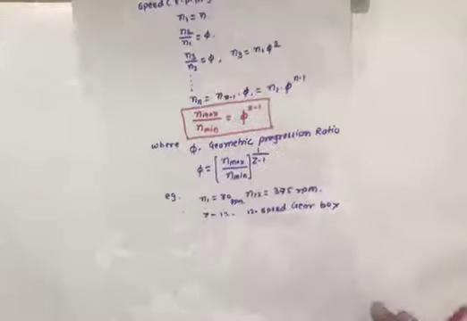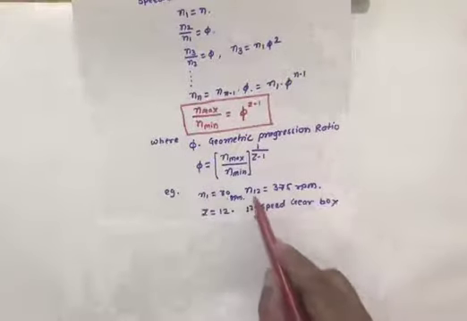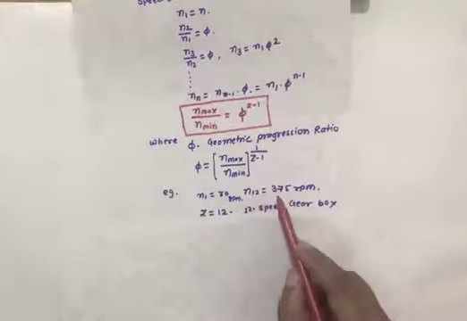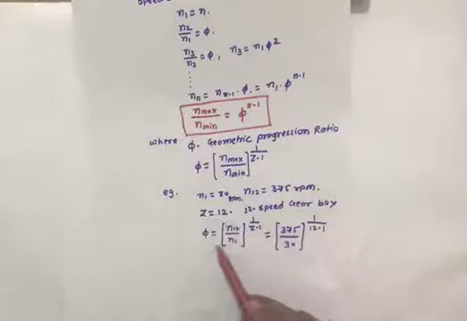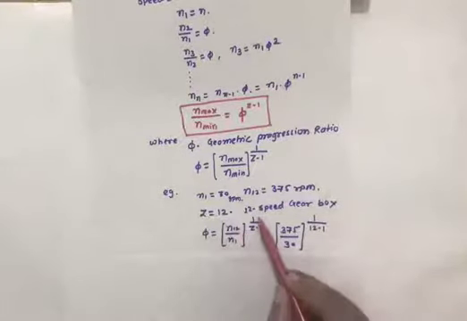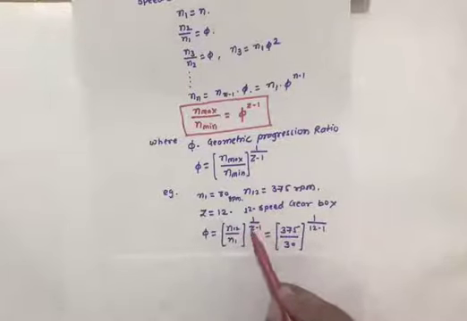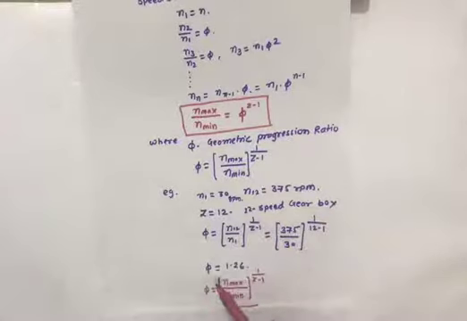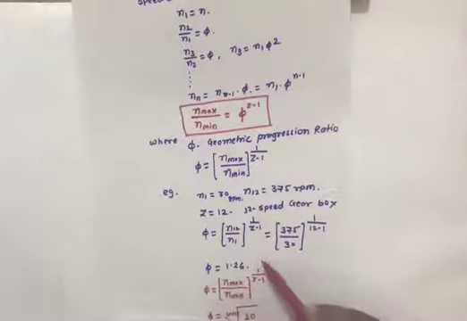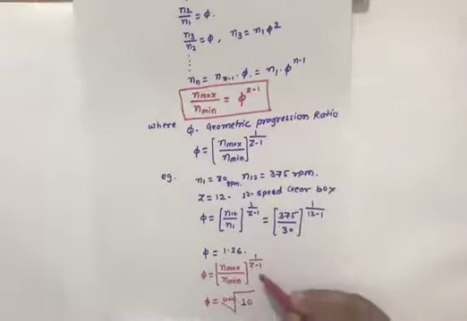Example: take n1 as 30 rpm and n12 for a 12 speed gearbox, the output rpm will be 375 rpm, so z becomes 12. So φ is equal to n12 by n1 raised to 1 upon z minus 1, so 375 upon 30 raised to 1 upon 12 minus 1, so φ becomes 1.26. So this is the generalized formula, that is n max upon n min raised to 1 upon z minus 1. During solving the problem we need this formula.